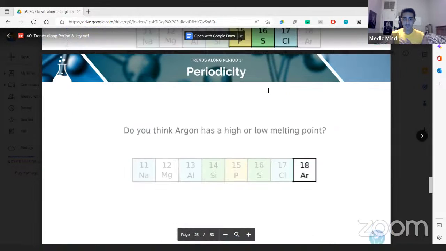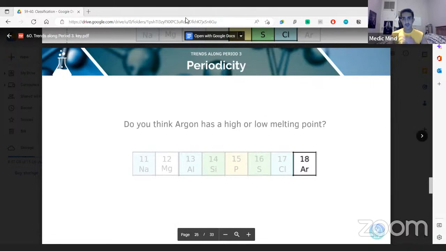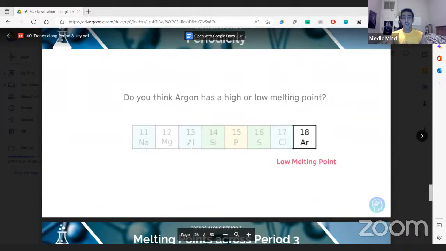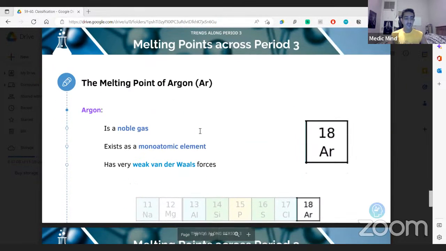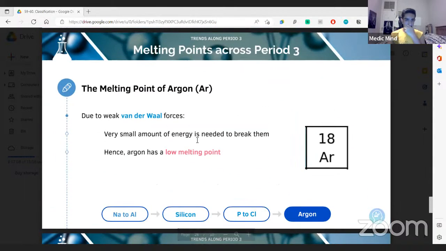Makes sense, right? Logical. Okay, argon, high or low melting point? Everyone have a thought internally? Argon, high or low? Argon is going to have a low melting point. Why? Because argon is a noble gas, which means it exists as a monoatomic element and has very weak van der Waals forces. Due to these very weak van der Waals forces, a small amount of energy is needed to break them, hence argon has a low melting point.